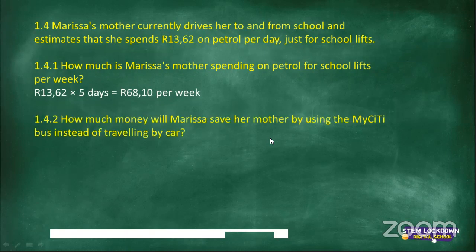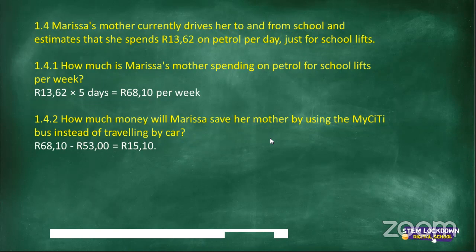Okay, and then question 2. How much money will Marisa save her mother by using the MyCiti pass instead of traveling by car? So where is Marisa traveling from? So we need to find that out. How much money will Marisa save her mother by using the MyCiti pass instead? So we find that here it's 68 rands 10 cents for the ride.